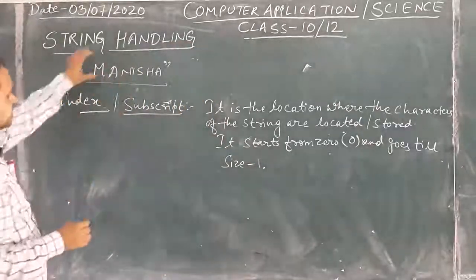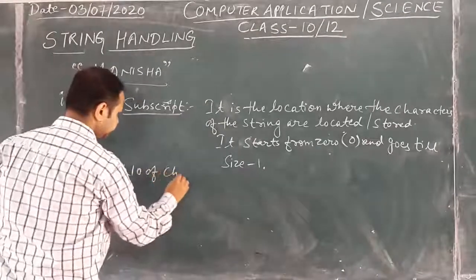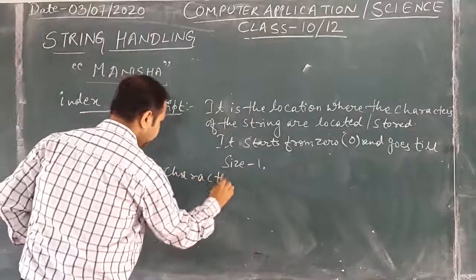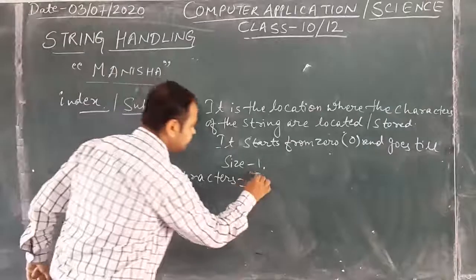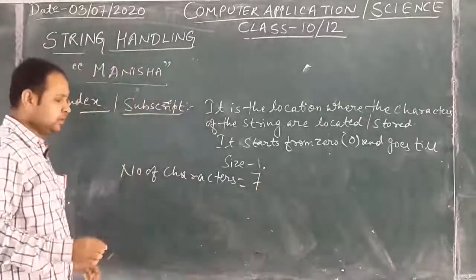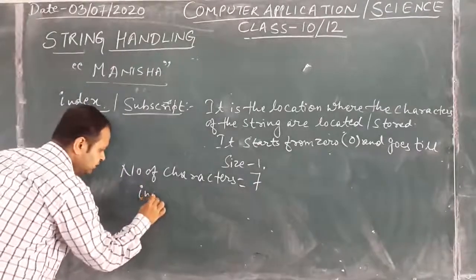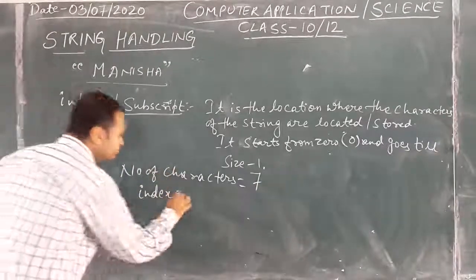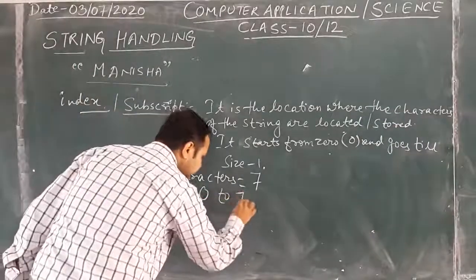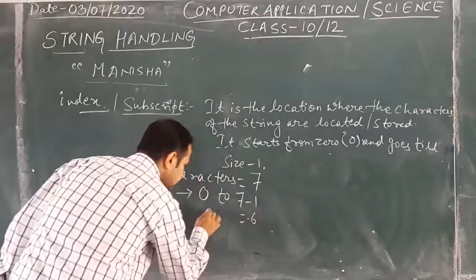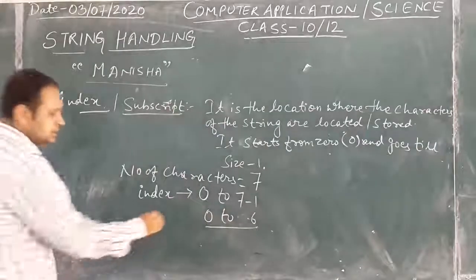Now, suppose I take the string Manisha. How many characters do we have here? We can simply count it out: 1, 2, 3, 4, 5, 6, 7. So we have 7 characters. Now the index will begin from 0 and go till 7 minus 1, that is 6, meaning 0 to 6. This is the index position.